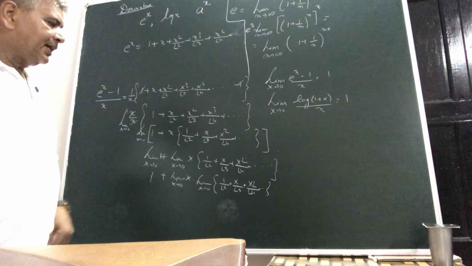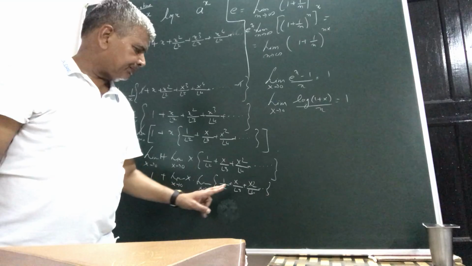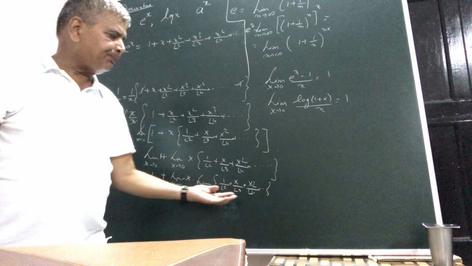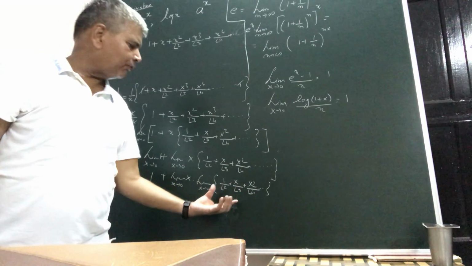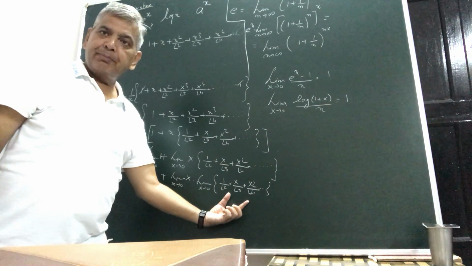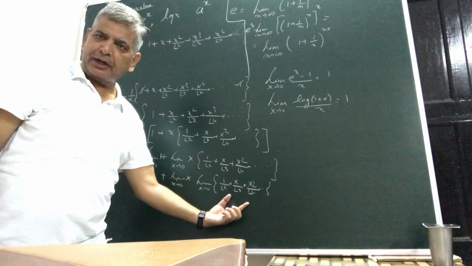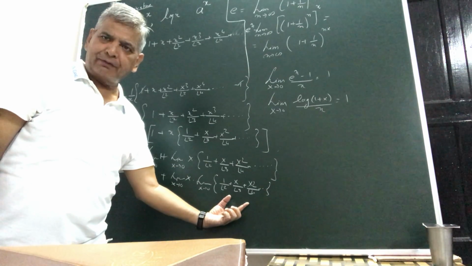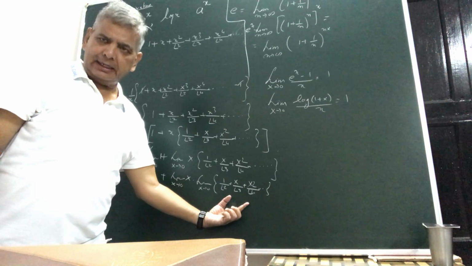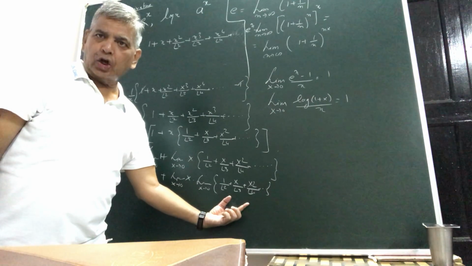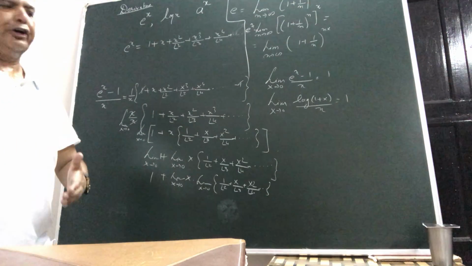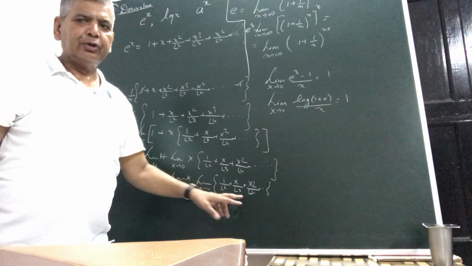Now, the question is that since there are infinite terms, we can't say what will be the limit of this thing. Because in this particular phenomenon, that the limit of the sum of infinite terms equals the sum of their limits, whether it holds or not, we can't say. So that is the main difficulty, why we are unable to give the proof of it.